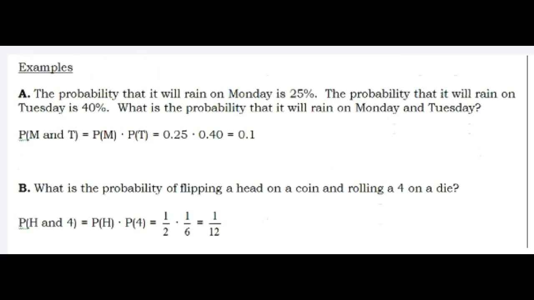Example A, the probability that it will rain on Monday is 25%. The probability that it will rain on Tuesday is 40%. What is the probability that it will rain on Monday and Tuesday, assuming that these probabilities are independent? Probability of Monday and Tuesday is the probability that it will rain on Monday times the probability that it will rain on Tuesday. 0.25 for Monday times 0.4 for Tuesday equals 0.1.